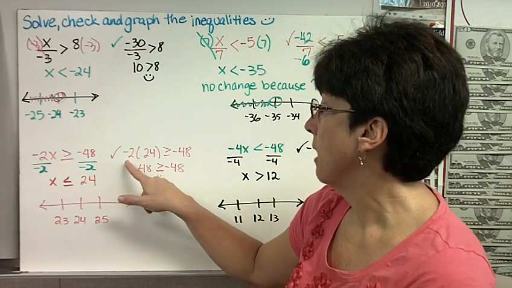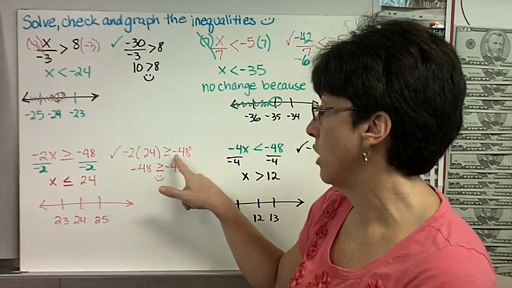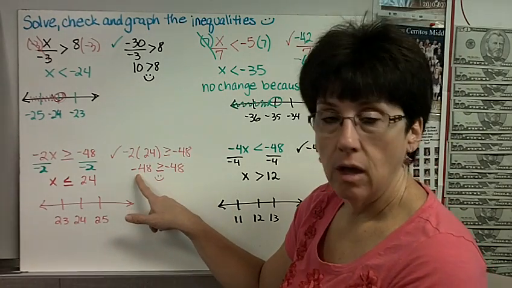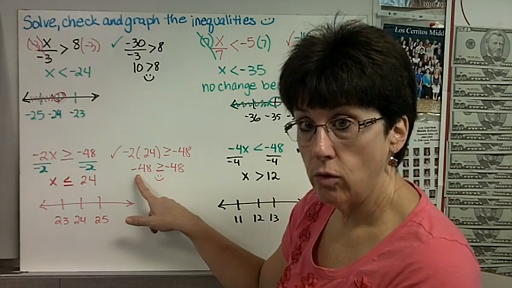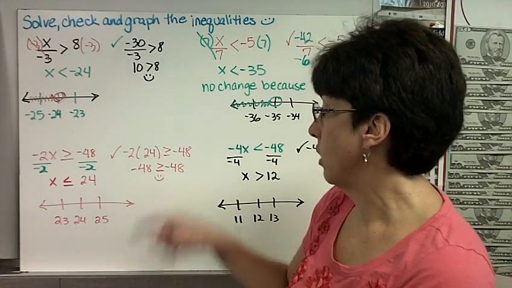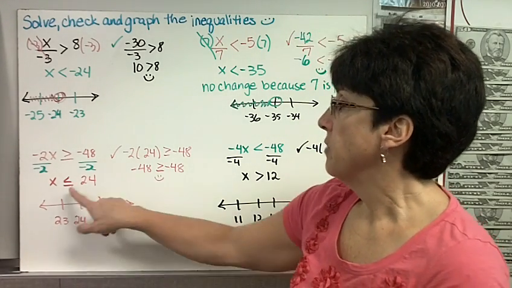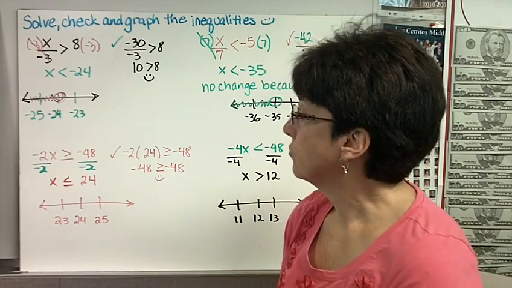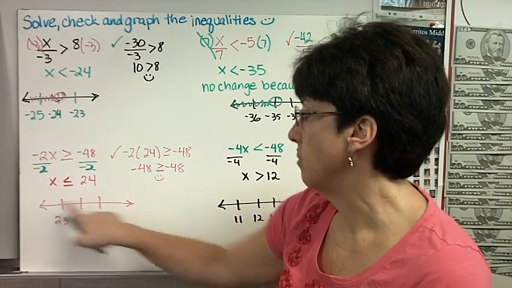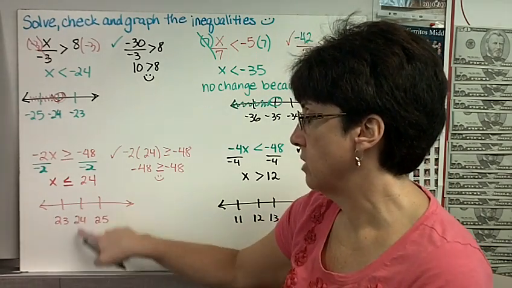So let's do that. Negative 2 times 24 is greater than or equal to negative 48. Multiply negative 2 times 24, you get negative 48. Is that greater than or equal to? Yes, it's equal to. Okay. Now I'm going to graph. So here, I've done my line, I've written my 3 points with my answer in the middle.